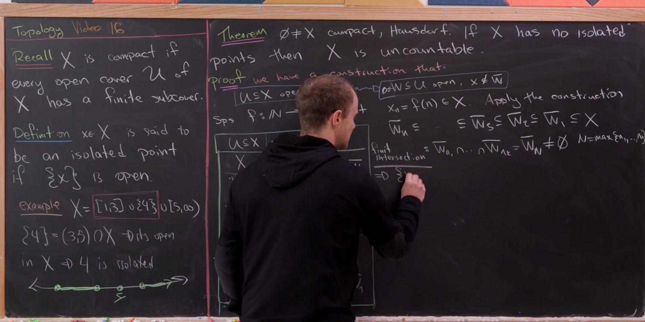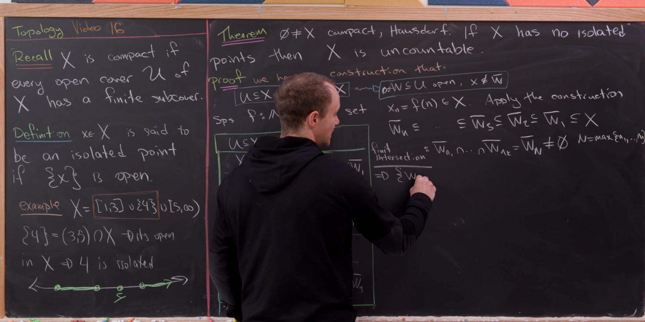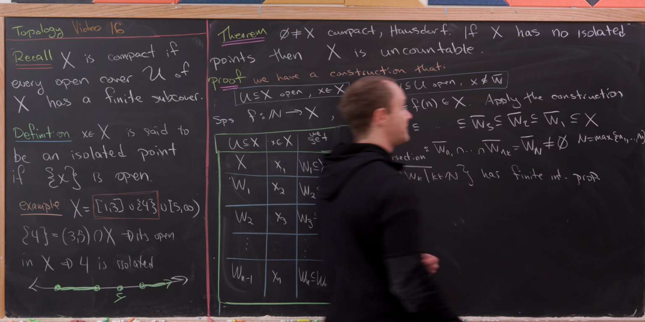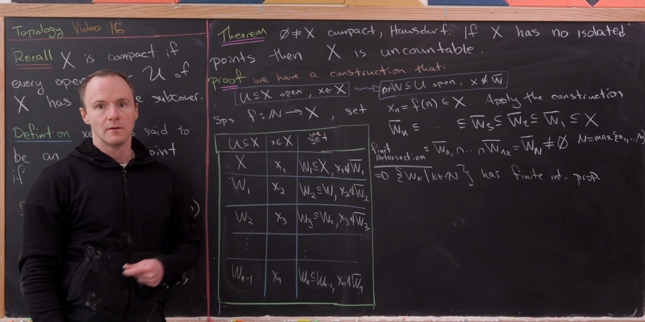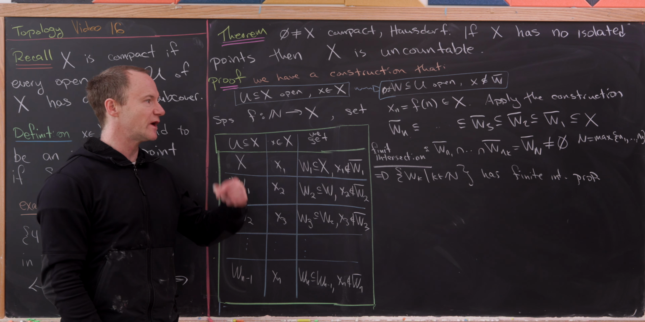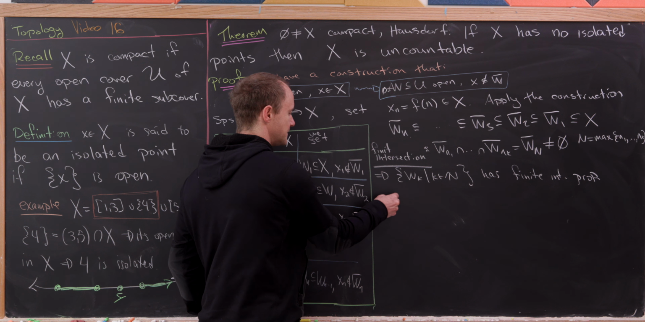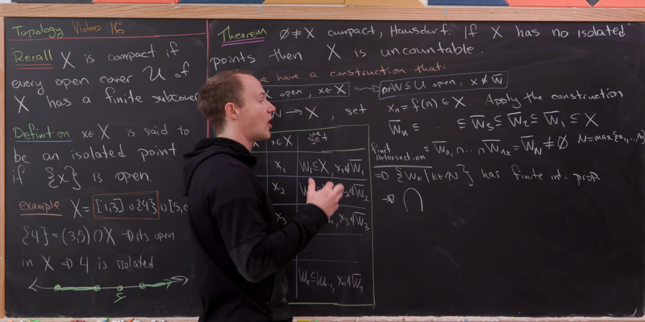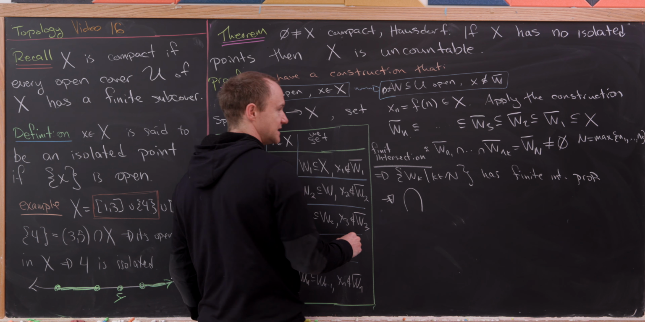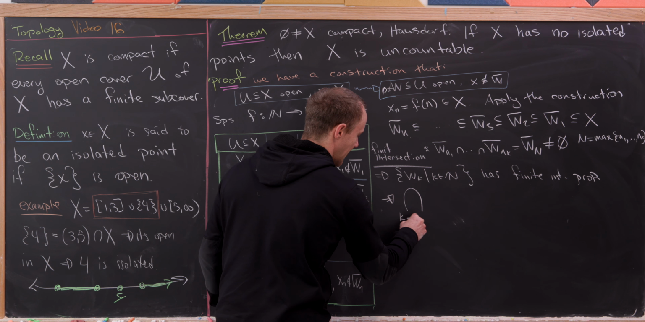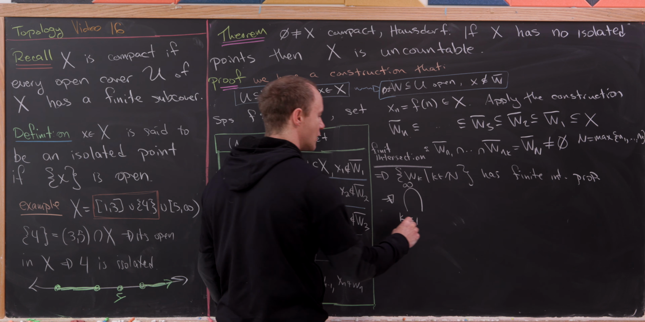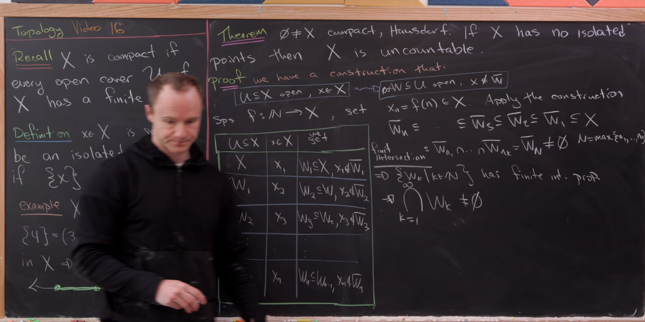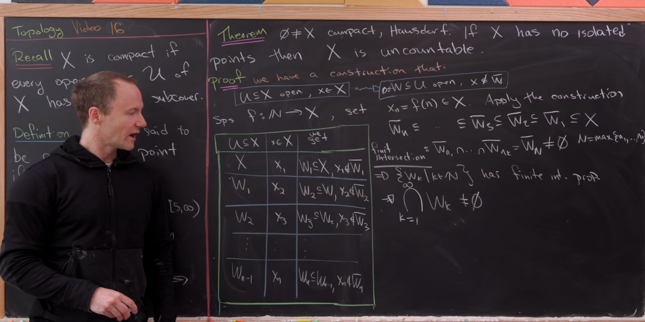Okay, so now, what does that mean? That means our collection, which I'll call W_k as k runs through all natural numbers, has the finite intersection property. But since it's a collection of closed sets with the finite intersection property, and we are within a compact space, that means that the intersection of all of them is also non-empty. So that means this intersection, k going from 1 to infinity, of W_k is non-empty.